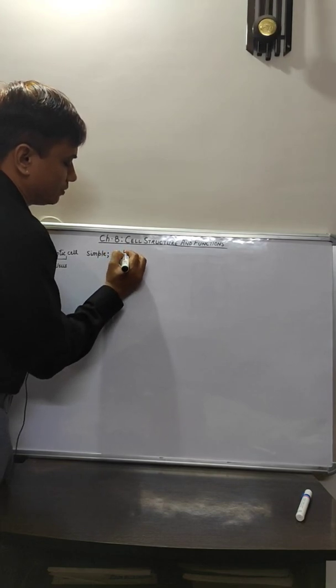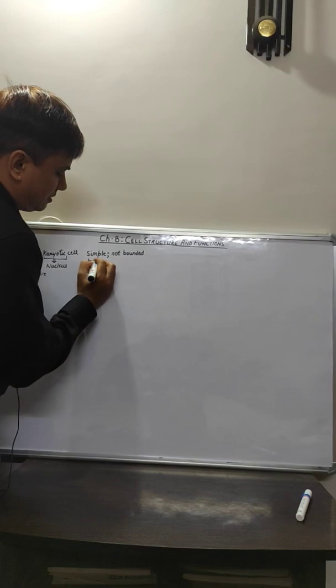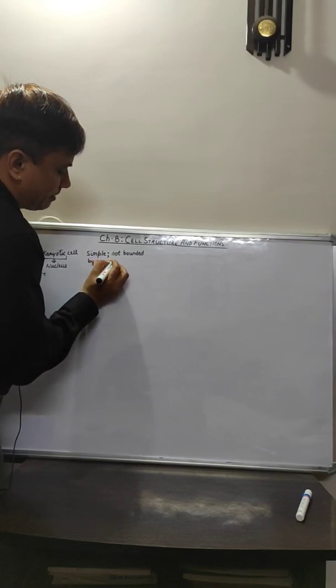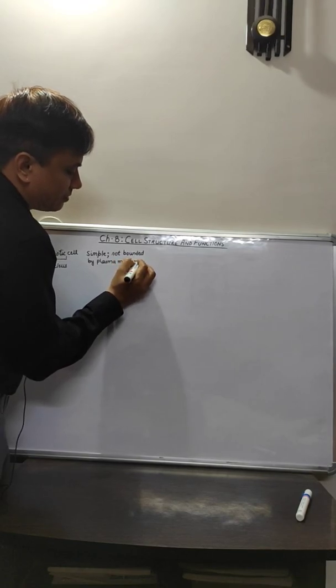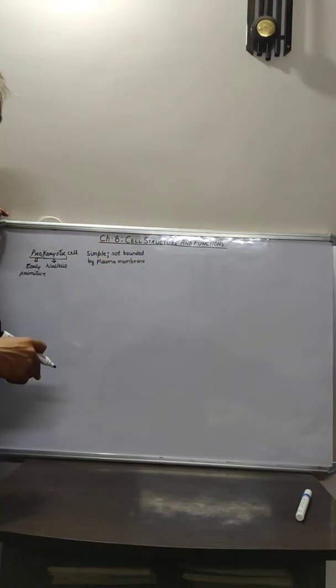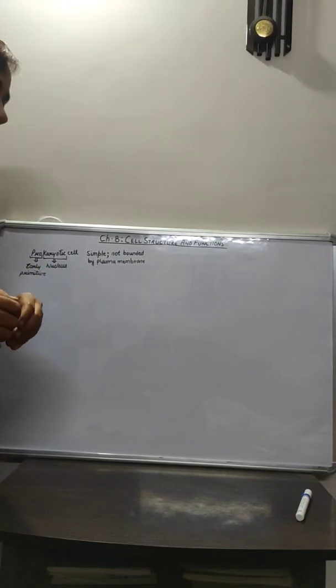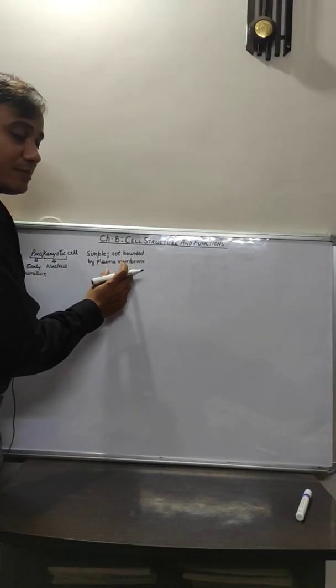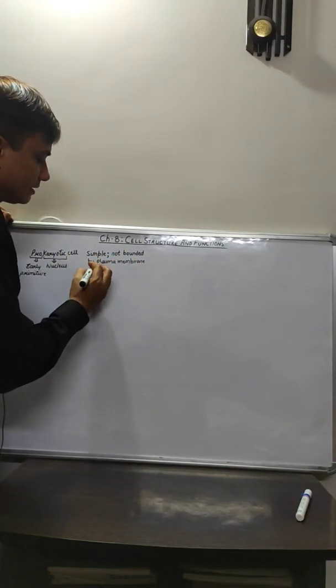Not bounded by plasma membrane. What do you understand by the term plasma membrane? Please refer to the earlier video, where we covered what the plasma membrane or the nuclear membrane is. Now because they do not have a plasma membrane, they do not have plasma membrane bounded organelles either.